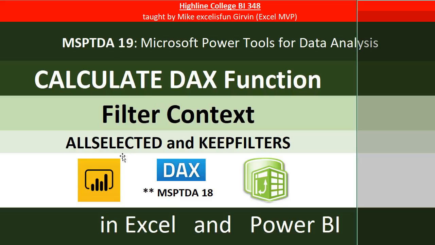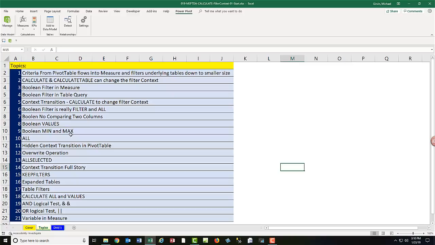Also in this video, we'll talk about ALLSELECTED and KEEPFILTERS, two mysterious functions that interact with the filter context. And of course, since we're talking about DAX and data modeling, all the topics we cover work in Power BI Desktop or Excel Power Pivot. Now, here are some of the topics we're going to cover in this video.